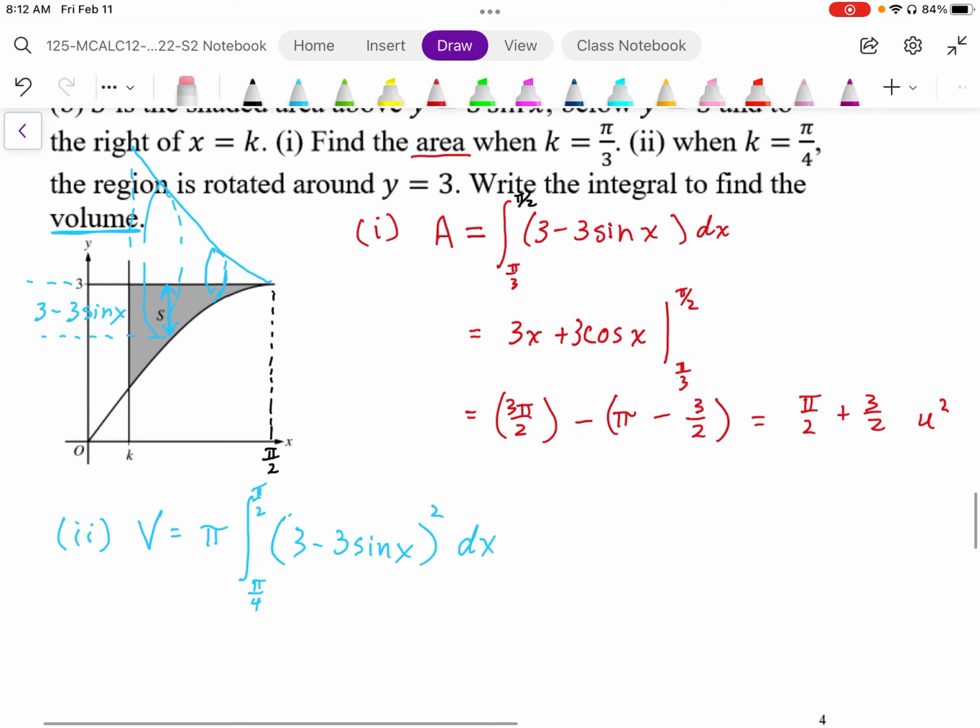Okay, now it only asks you to write the integral because we can't actually solve this, because we're going to end up with a sine squared integral, which we can't anti-differentiate.